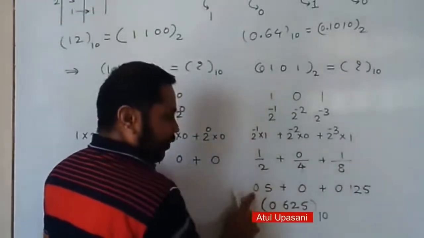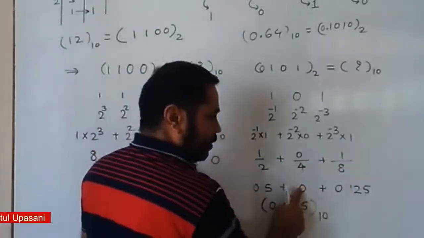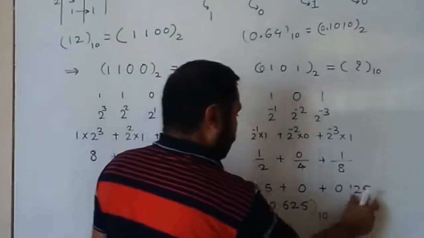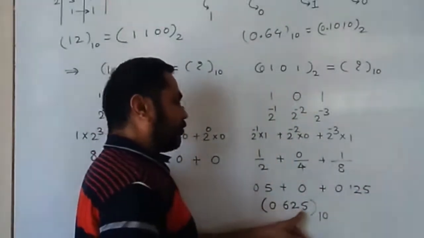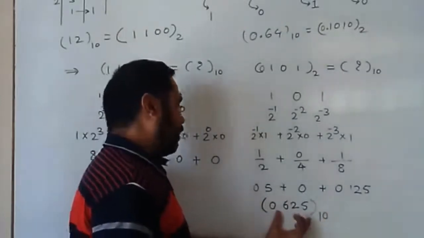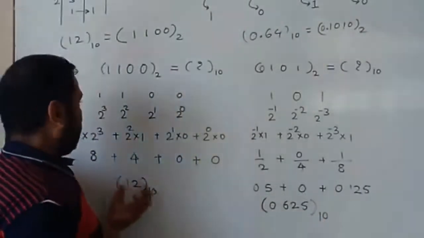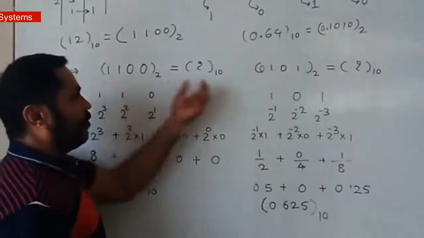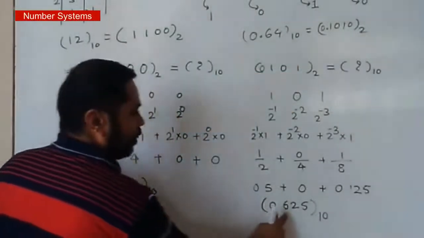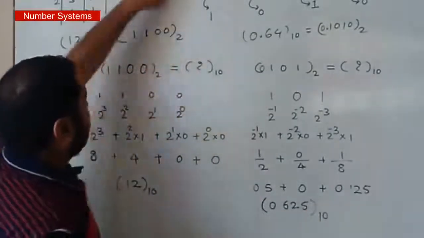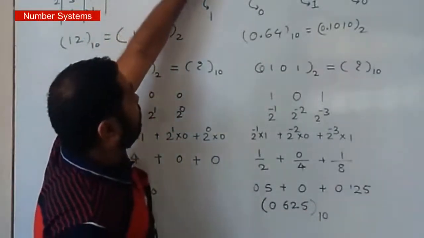So here it will be 0.5. Here the multiplication will be 0. Here 0.125. So adding this, we will get the answer as 0.625 in decimal. So here 1100.101 is found to be 12.625. Now in the example, you can see 0.64.